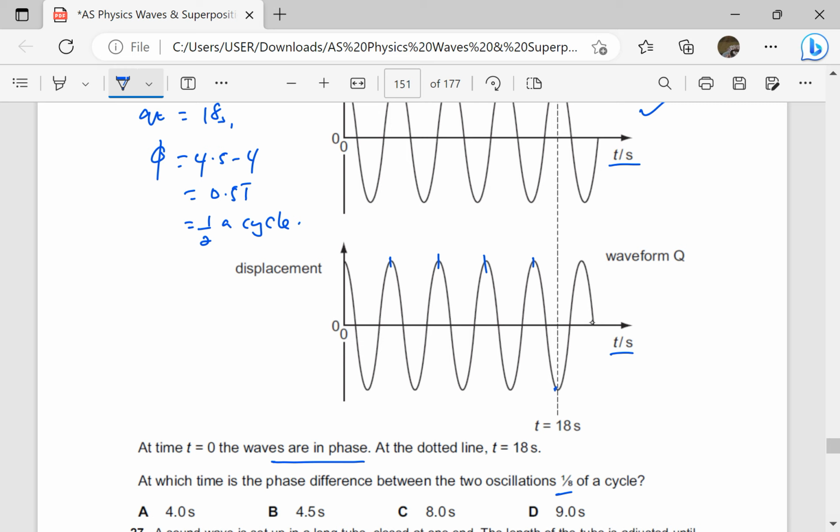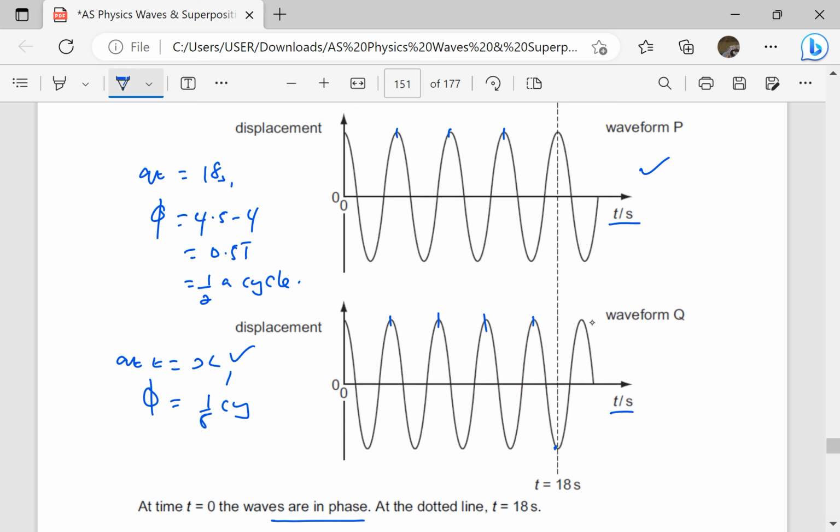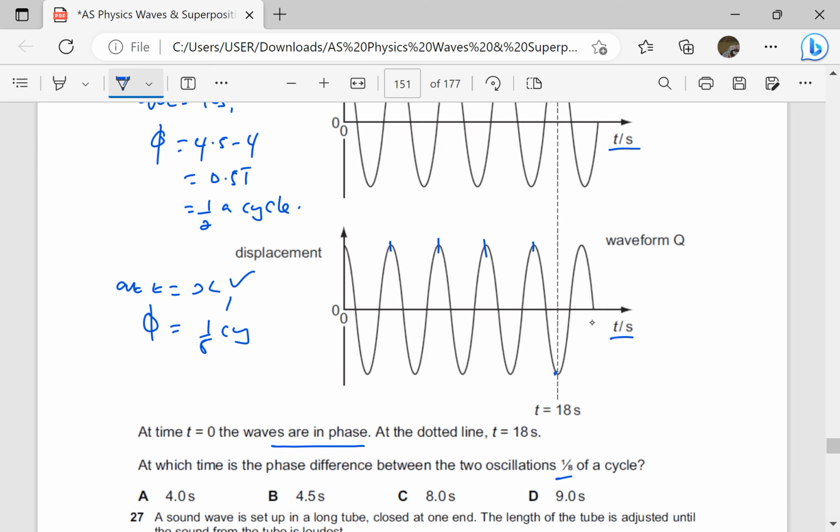Then at t equals an unknown time, let me call it x, we want the phase difference to be 1 over 8 of a cycle. I now have two equations to deal with. At t equals x, the phase difference is 1 over 8 of a cycle, and at t equals 18 seconds, the phase difference is half a cycle. So let's just do a simple comparison here.